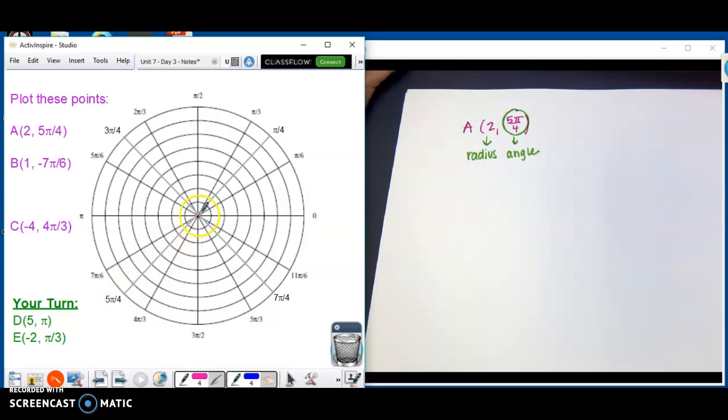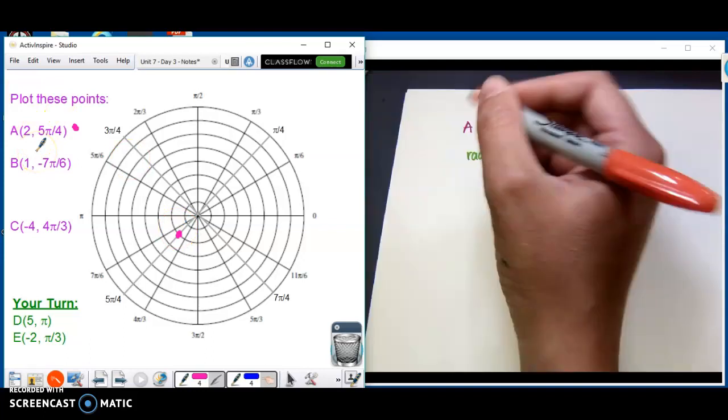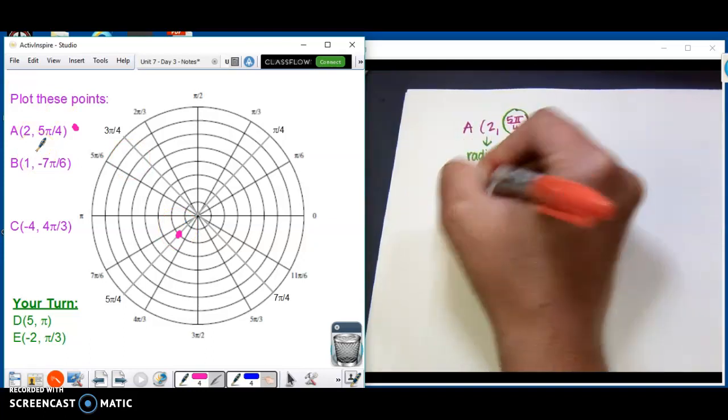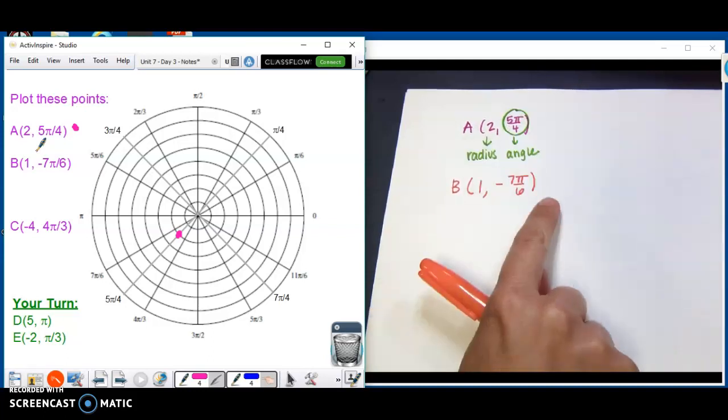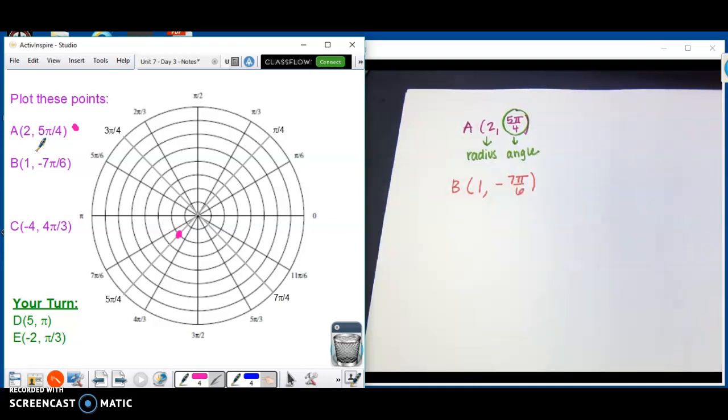You're going to start from the pole, which is the center, and you're going to count 2 spaces. And so right here is where your point A would be. Okay. I'm going to put this color right here so we can match. But this would be your point A, 5 pi over 4, and it's 2 spaces for the radius. So if you look at point B, 1 is our radius, negative 7 pi over 6 is our angle. So you always start with the angle.